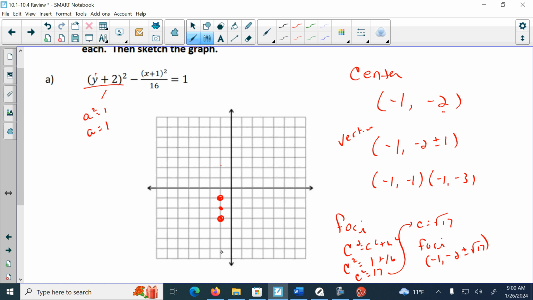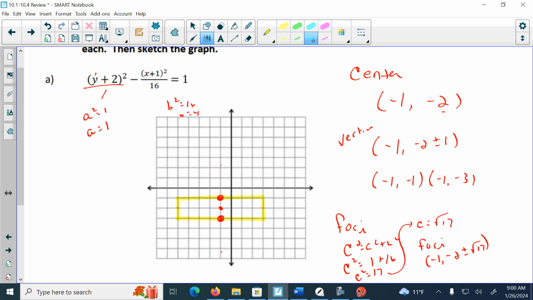Okay, now to draw the branches of my hyperbola, I have to make a box. So I'm going to go here, and b squared is equal to 16, which means b is equal to 4. So I'm going to go left and right 4. So 1, 2, 3, nice little tiny dots. And now I'm going to highlight my box.